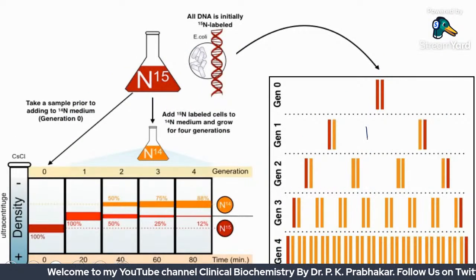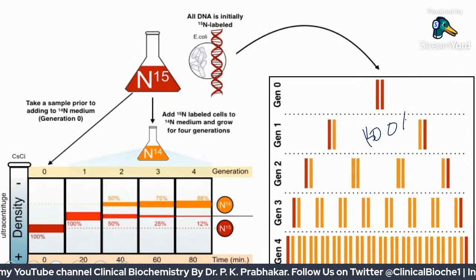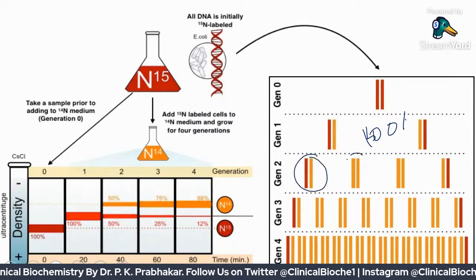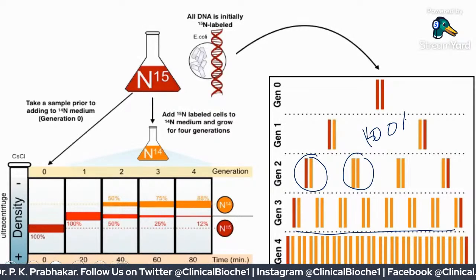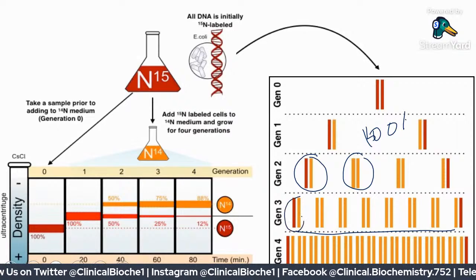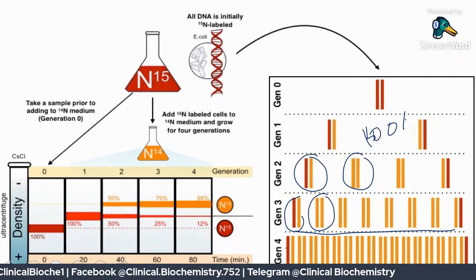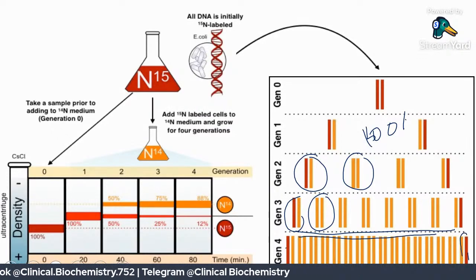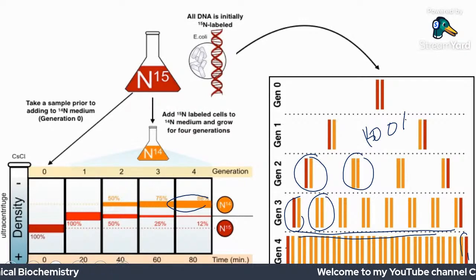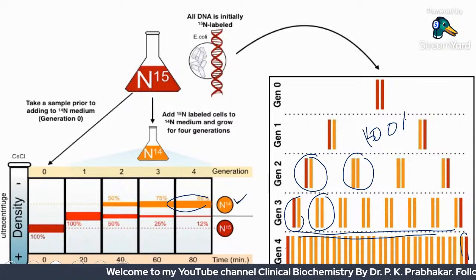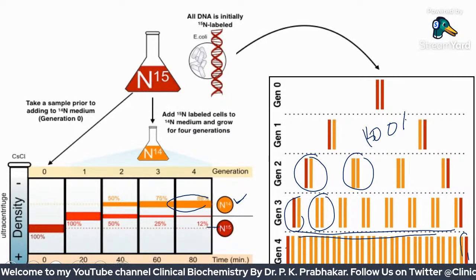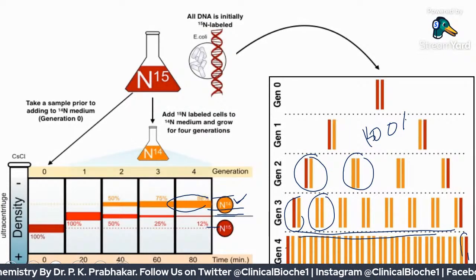In case of this one, it is 100% only one type. In this case, 50% this type, 50% this type. In this case, out of 8, 2 are of this type and 6 are new type. In this case, out of 16, 14 are of this type and only 2 are of the old type. So after this experiment, they saw that slowly as generations go on, the percentage of N14 DNA is slightly increasing. So if you go for further generations, this line will be slightly thinner and this will be thicker. Their contribution has increased.